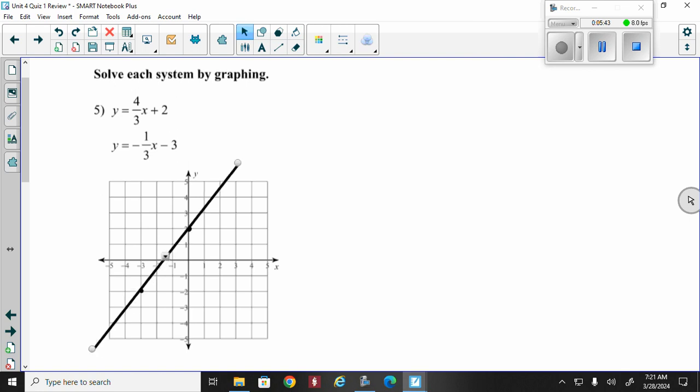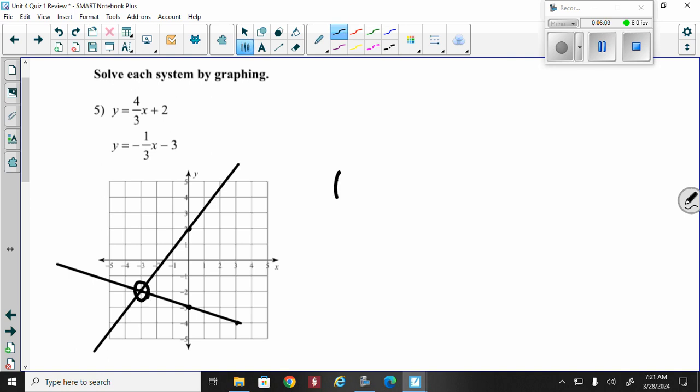And what I'm looking for is where these two lines intersect. So the other one is starting at negative 3 and then down 1 over 3. Right here. Something like there. There we go. And where they intersect is where I'm going. Oh, that's where it intersects. So my answer is going to be negative 3, negative 2. There's my answer.